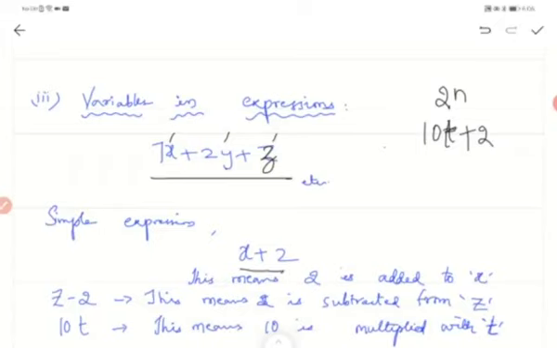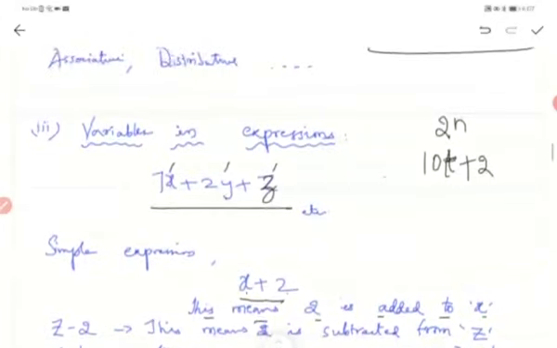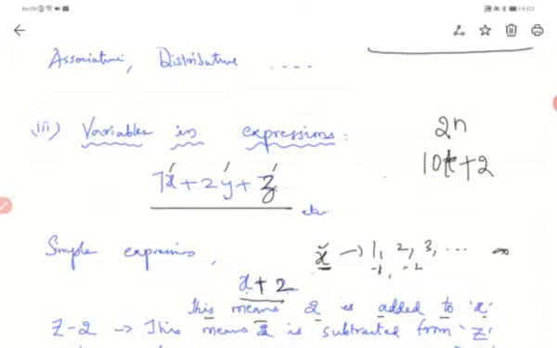So another simple expression is x plus 2. What does this mean? X plus 2, we are adding 2 to x. This means 2 is added to x, or in other words, to x we are adding 2, right? X can be anything. It can be 1, 2, 3, till infinity, it can be any number. It can be negative also, minus 1, minus 2. It can be a fraction as well. So it can hold any kind of number.